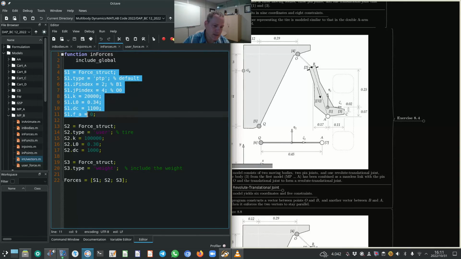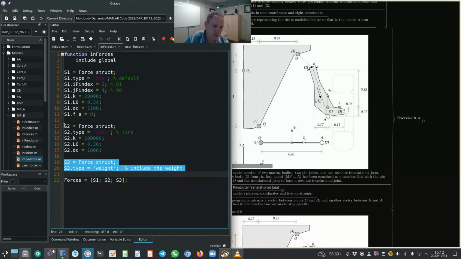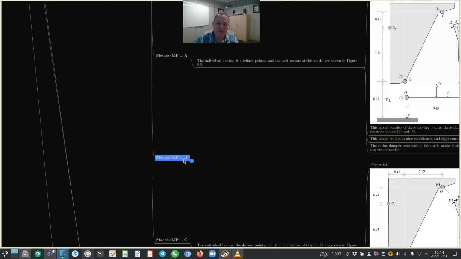Okay, and it's exactly the same as before. So we've got a point-to-point externally applied force, and then we've got the user force that specifies the logical spring damper reaction force of the tire. And then lastly we've got weight. Okay, and this user force, we discussed that when we spoke about McPherson underscore A. It's exactly the same. That was McPherson suspension underscore B. Let's quickly look at McPherson suspension underscore C.